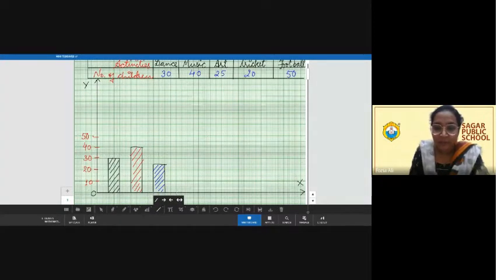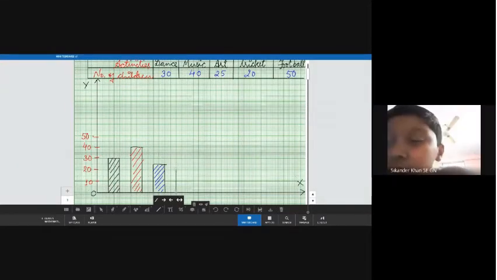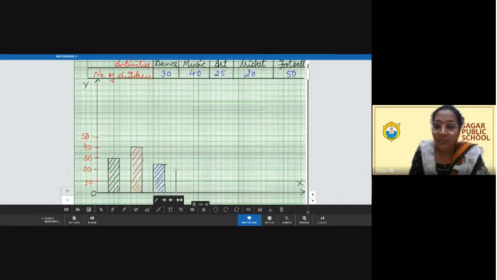Again, leaving a gap of 1 centimeter. For cricket it is 20. So the height of the bar should reach the number 20, like this. Let's join the top and then shade it.